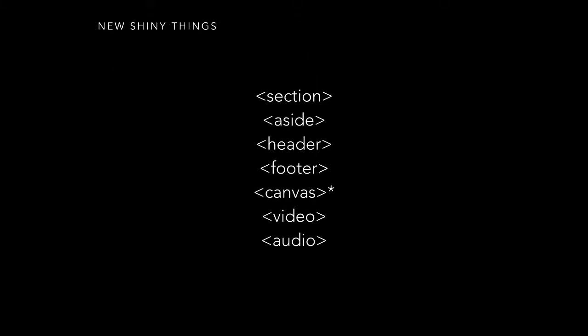On the 22nd of January 2008, the first working draft from the Web Hypertext Application Technology Working Group for HTML5 came out. And suddenly we had new shinies. It was awesome. We had sections and asides and headers and footers and canvas.